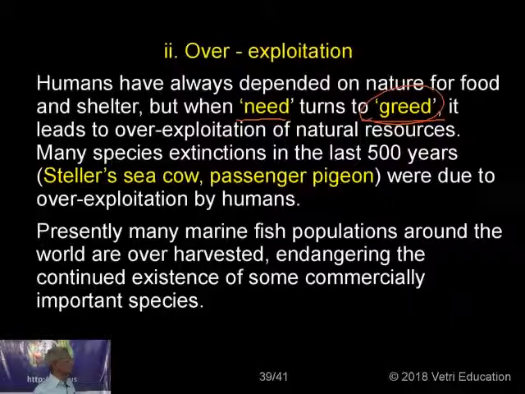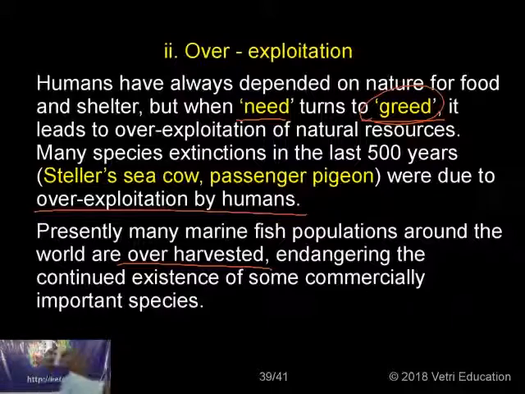Many species extinctions in the last 500 years, Steller's sea cow, passenger pigeon, etc., were due to the overexploitation by humans. See, you have exploited these birds, you have exploited these animals because of your greediness. Presently, many marine fish populations around the world are over-harvested, endangering the continued existence of some commercially important species.